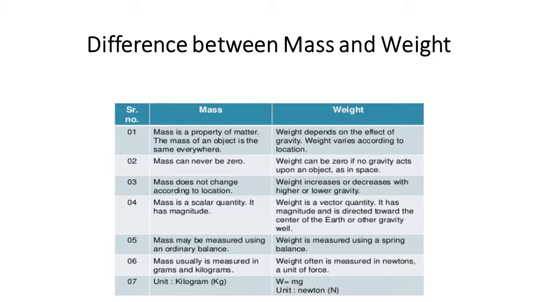As discussed earlier, mass is a property of matter. The mass of an object is the same everywhere. The weight depends on gravity. Weight varies according to location.